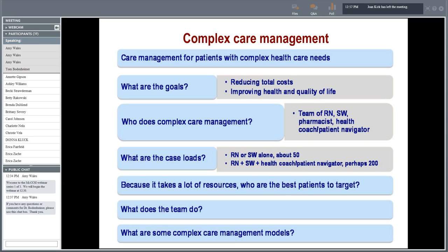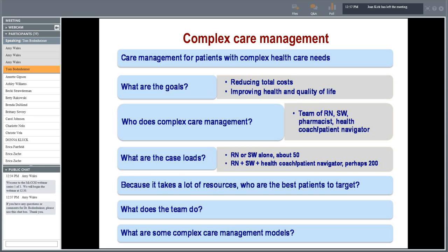At Mercy as well, the inpatient setting is a collaboration between RN and social workers. As a matter of fact, our director, if you will, is a social worker. So she directs all of care management.